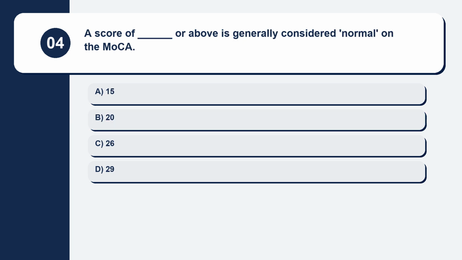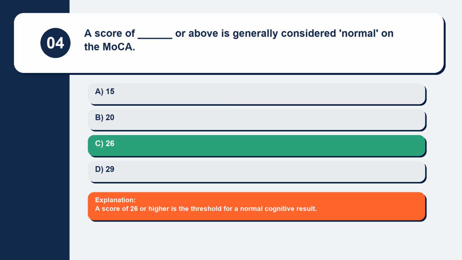Question 4. A score of ______ or above is generally considered normal on the MoCA. 15/20. 26/29. A score of 26 or higher is the threshold for a normal cognitive result.